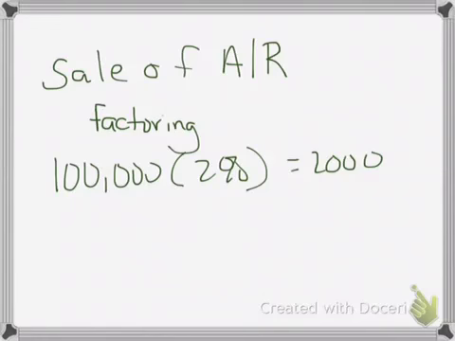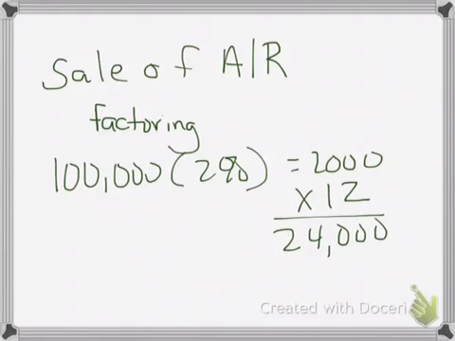But if you're in the situation where you have to factor $100,000 every month, then by the end of the year, you are paying $24,000 to factor that $100,000. You could have gone out and gotten a loan, if it's possible, for $100,000 for a year, and even if it was a 6% loan, you would have paid $6,000 in interest and not the $24,000 that you end up paying with this factoring.